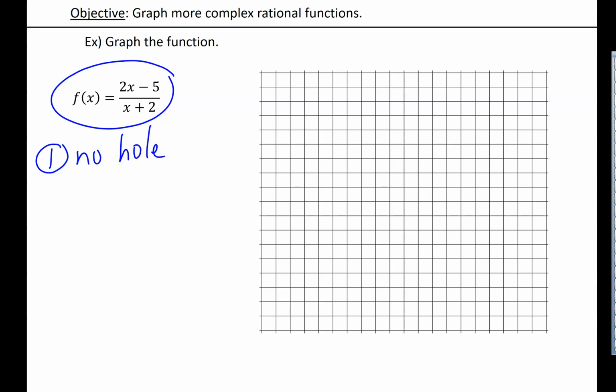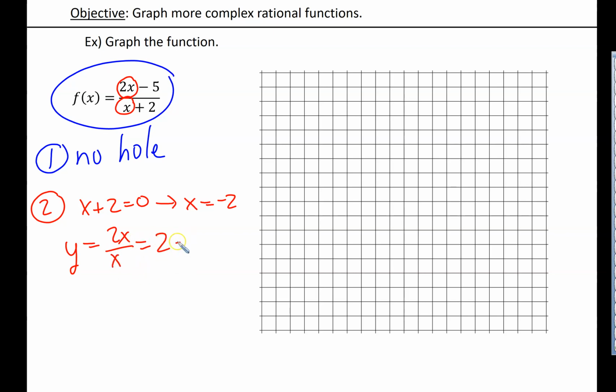So then I move on to my asymptotes. For my vertical asymptote, I'm looking at my denominator of x plus 2, where it's equal to 0. And that would be at negative 2. So x equals negative 2 is my vertical asymptote. For my horizontal asymptote, I'm looking at y equals the ratio of the first terms from standard form, 2x over x. And that reduces to 2. So I get y equals 2 as my horizontal asymptote.